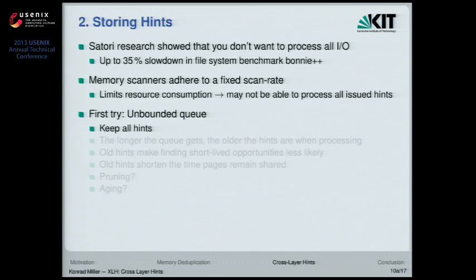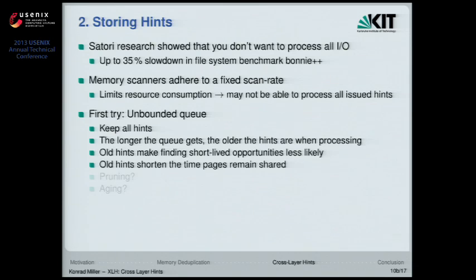It's very easy in memory scanners to limit the resource consumption. The problem with that is that you might not be able to process all hints that you generate, so there's a trade-off there too. At first we tried to keep all our hints in an unbounded queue, which turned out to be not such a good idea. When you don't bound your number of hints and your IOPS are always larger than your scan rate, your queue would grow and grow and the hints would get older and older, and after some point those hints would be processed after the linear scanner would pass those pages. So this can clearly break.